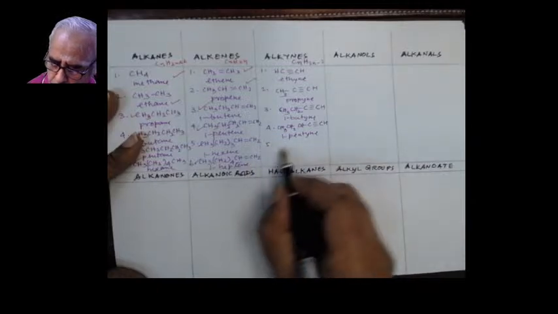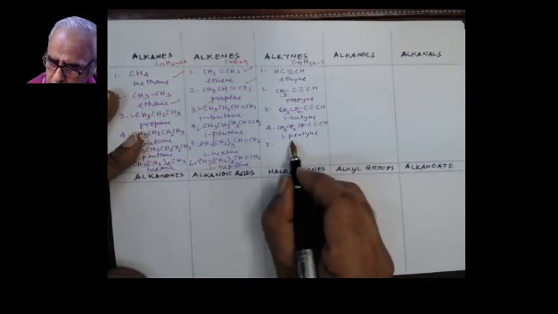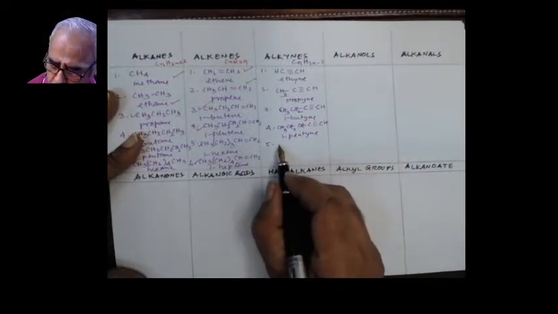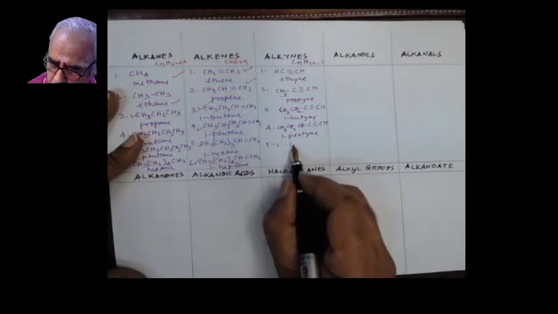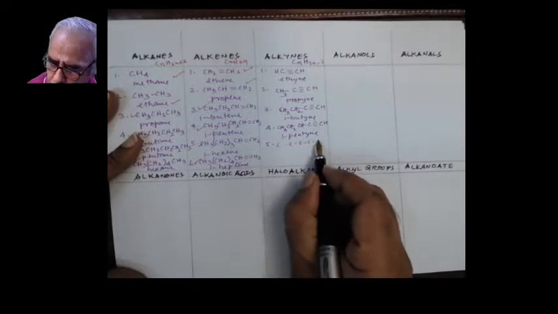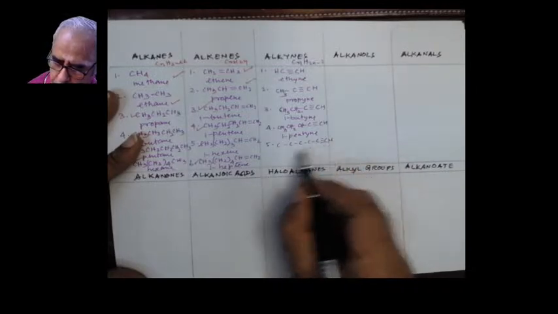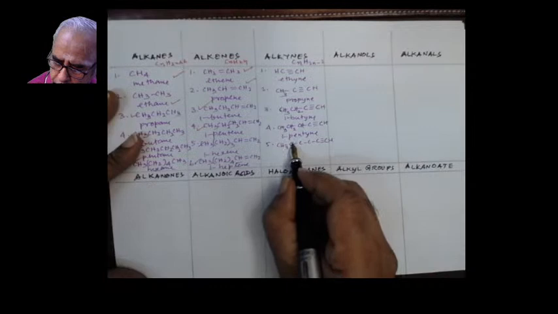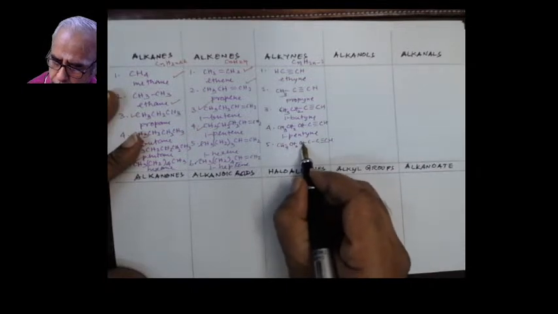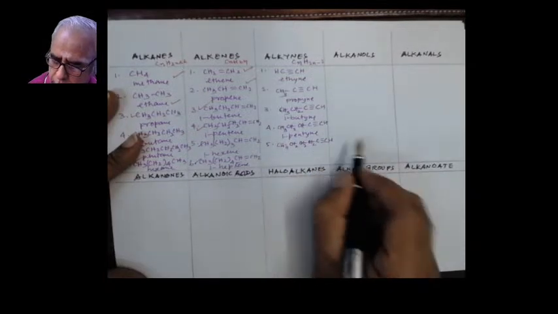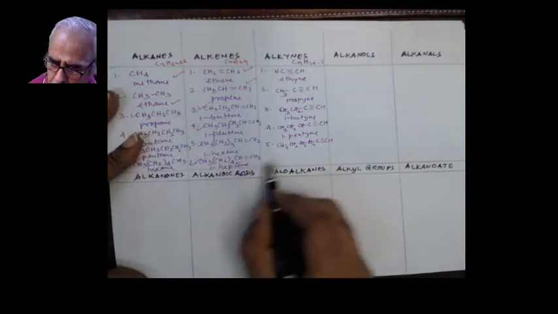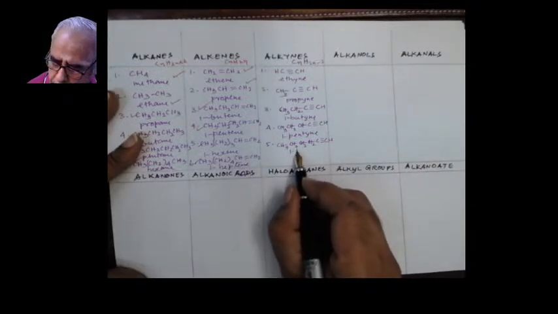Similarly, the fifth member, hexyne, 1-hexyne. So 1, 2, 3, 4, 5, 6. Put the triple bond, CH3, CH2, CH2, CH2, and this is CH. So what do you call it? 1-hexyne.